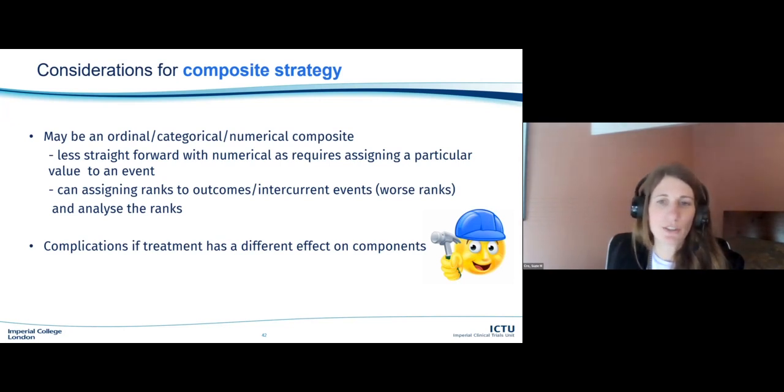And then also challenging questions do arise around the estimation of effect sizes when such an approach is taken. So although it is possible, it might not always be the best approach to use a numerical composite. Now, an alternative composite strategy consists of employing ranking methods. So here you can assign ranks to outcomes based on their clinical outcomes, whilst giving patients who experience intercurrent events worse ranks, and then you can analyse the ranks. Now, generally, as with any composite outcome, complications might arise if treatment has a different effect on the components. So this is just important to be aware of if going down the composite strategy route.